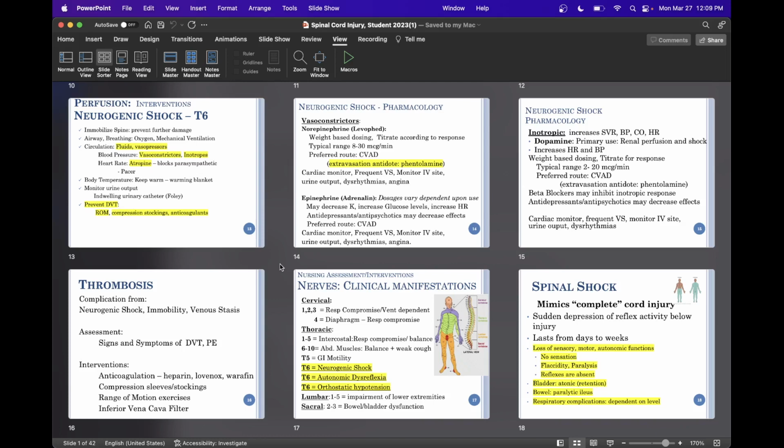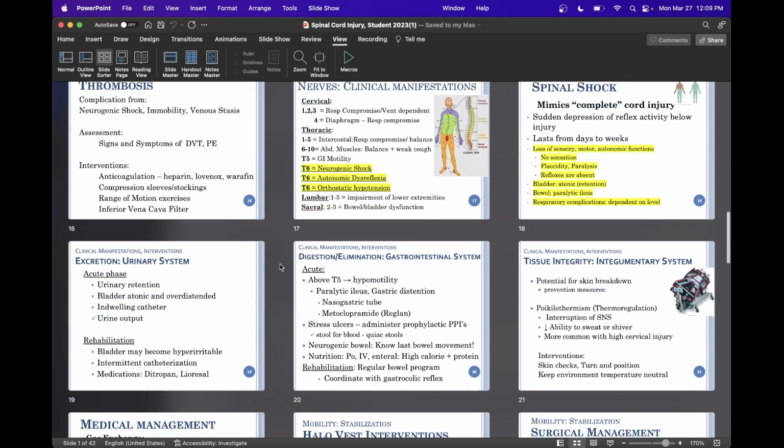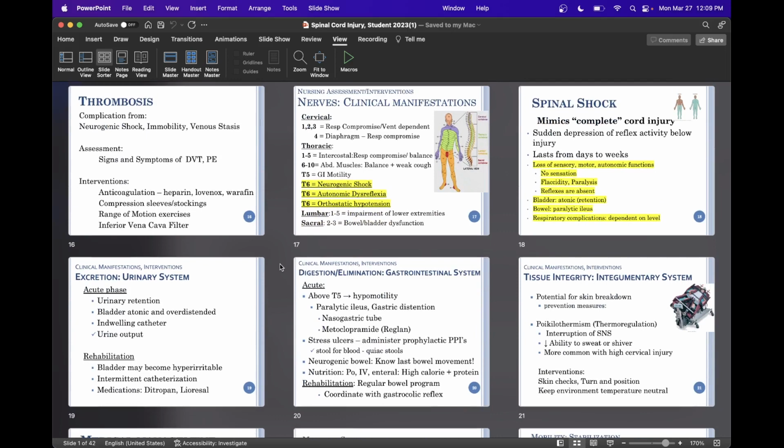We started talking about this a little bit as far as the different levels that you need to know. T6 is a huge level, right? This is where T6 and above, any injury above that, neurogenic shock, autonomic dysreflexia, high risk for orthostatic hypotension. So what does that mean? I want to move my patient as soon as possible. So once I have them stable, turn and position. It promotes that good skin care too. So turning side to side, head of the bed elevated, down, up, even up out of bed.